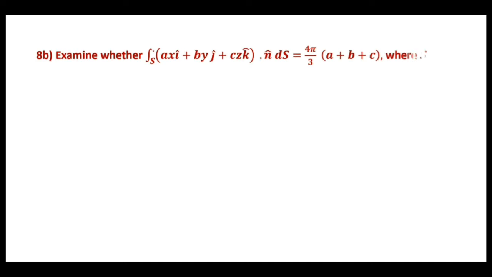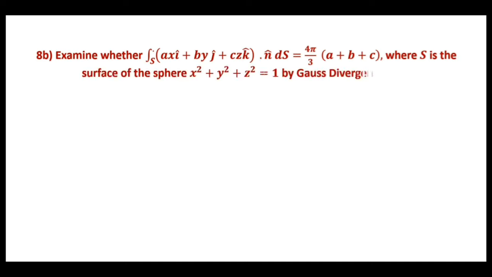Now you can see the 8th B, 3 marks question. Examine whether the integral over S of F bar dot n bar dS is 4 pi by 3 times (a plus b plus c), where S is the surface of the sphere, by using Gauss divergence theorem. Here F bar is ax i bar plus by j bar plus cz k bar. As per the Gauss divergence theorem, first we need to find del dot F bar, that is divergence of F bar, where del is i bar ∂/∂x plus j bar ∂/∂y plus k bar ∂/∂z, which operates on the function F bar and gives a plus b plus c.